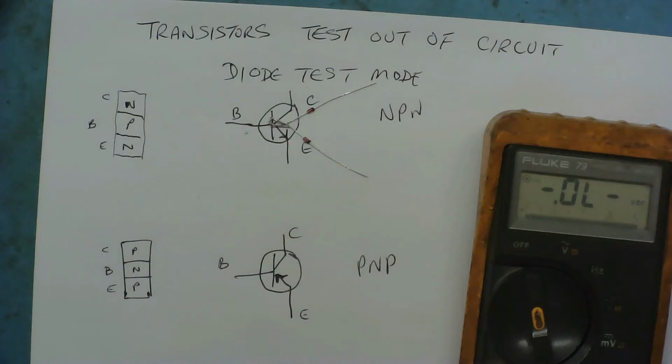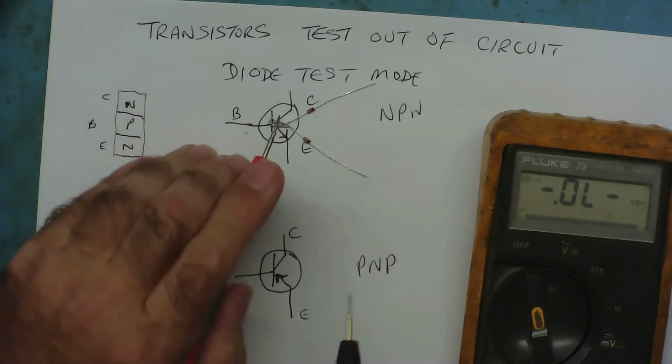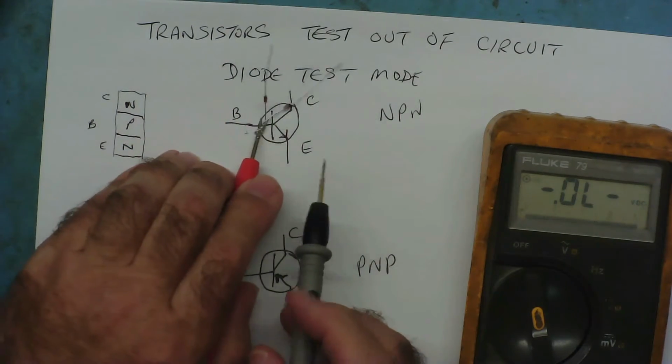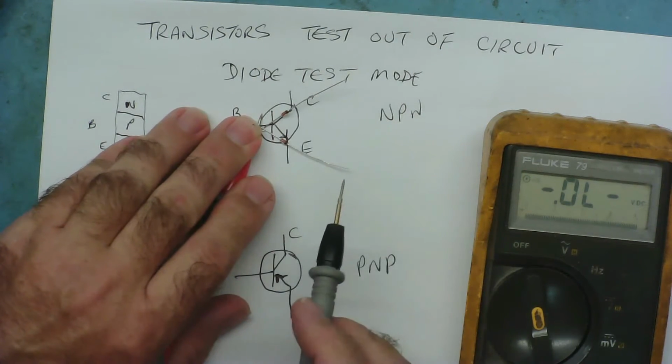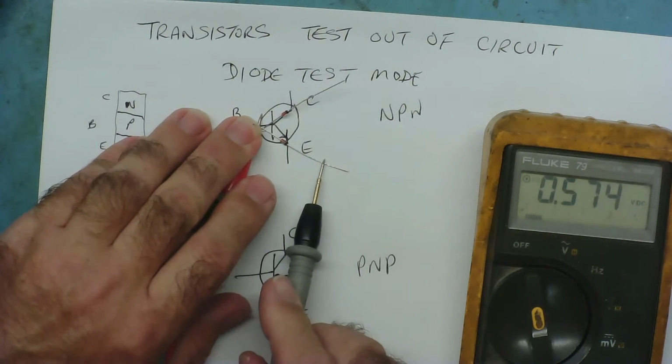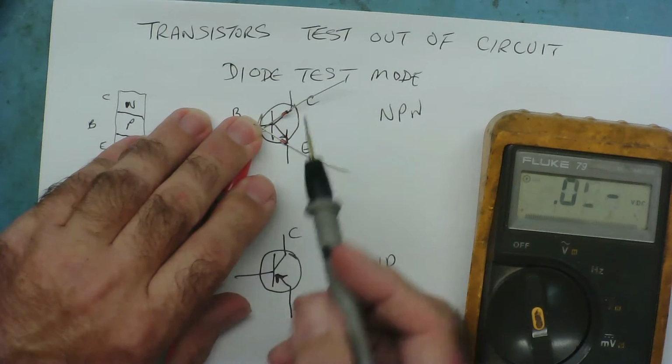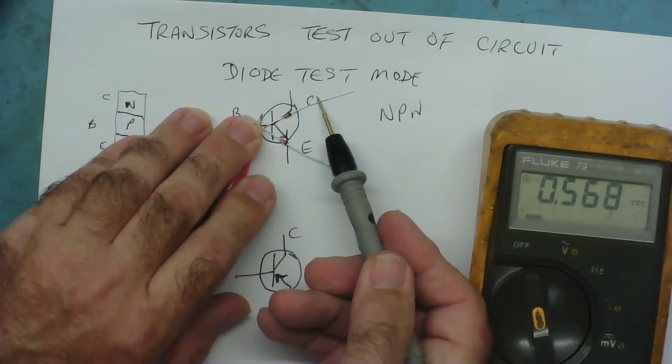So, as we just did with the one diode, if we put the positive on the base, we hold it still so it doesn't flick around. We put the positive onto the base. If I put the negative onto the emitter, I'll see a voltage drop. Collector, a voltage drop, yeah?